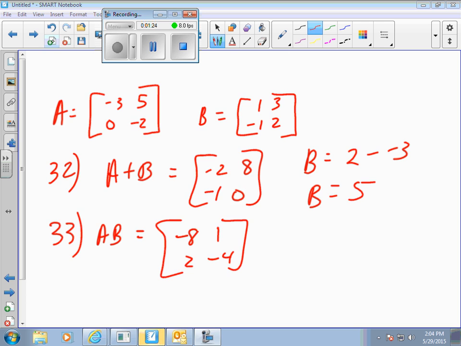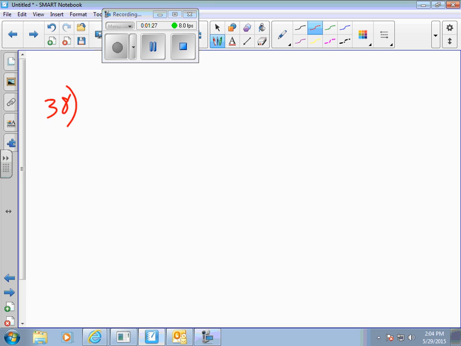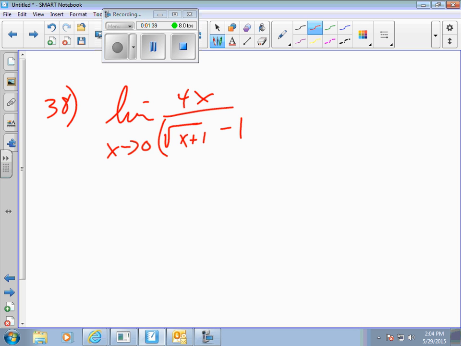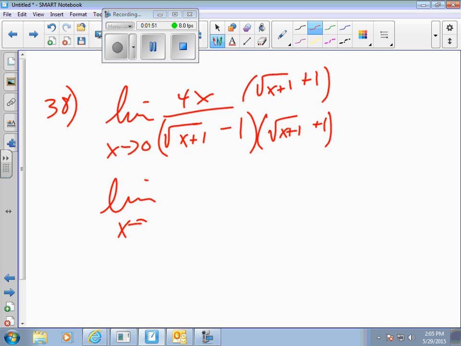Number 38, we skipped a few in there. 38, we are finding the limit as x goes to 0 of 4x over the square root of x plus 1 minus 1. And we're going to use the conjugate of our denominator, plus 1, and I'm going to multiply the top and bottom by that. On the top, I don't really want to multiply that out. That seems like a lot of work, so I'm going to leave it the way it is, plus 1.